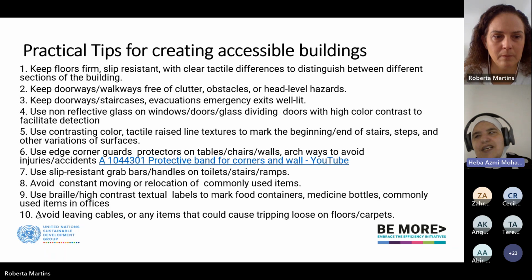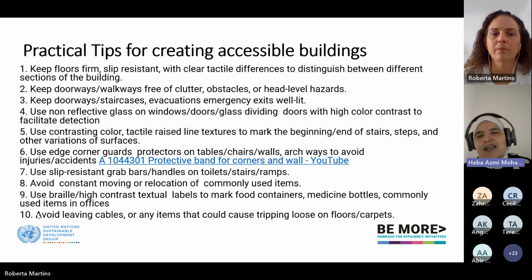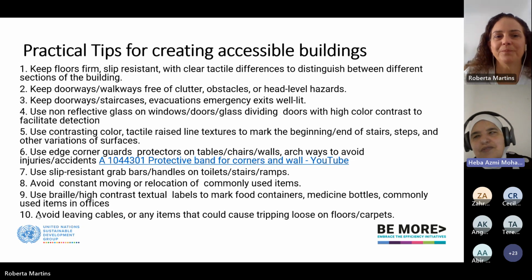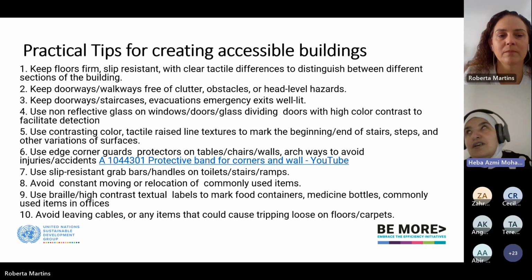Keep doorways, staircases and evacuation exits always very well lit, and avoid using flashy lights, because flashy lights can trigger seizure reactions in persons who are neurodiverse.